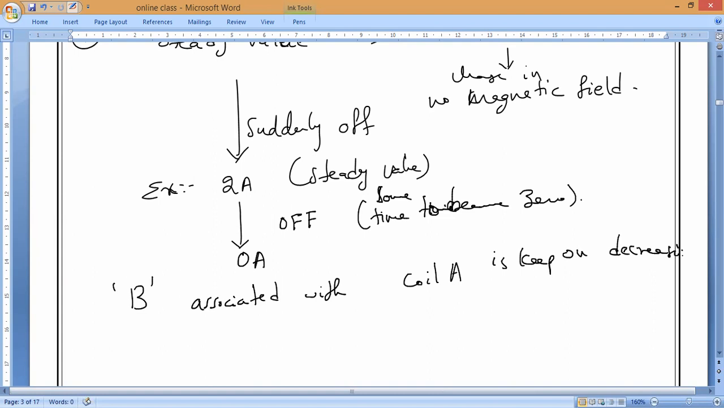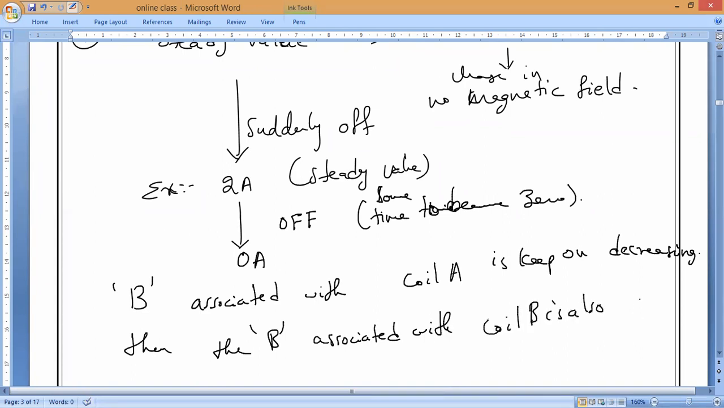So here, if it is decreasing, then what is happening? Then the magnetic field lines associated with coil B also decrease. So if it decreases, then again what is happening? The magnetic field lines associated with coil A decrease, then coil B is closed by it, so the magnetic field lines associated with coil B also decrease.